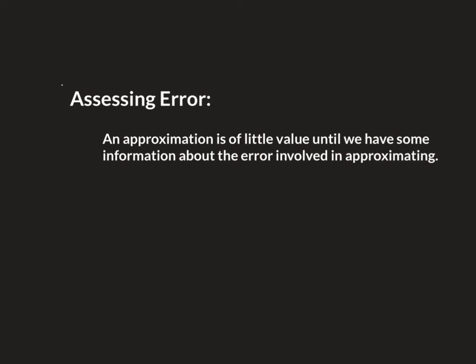In this part of the video, we're going to look at assessing error. An approximation is of little value until we have some information about the error involved in approximating. So for instance, suppose we say pi is approximately equal to 3. Now the exact magnitude of the error is the distance between pi and 3. So here it is, it's the absolute value of pi minus 3. That's essentially useless. Getting the exact error in terms of pi doesn't help us.